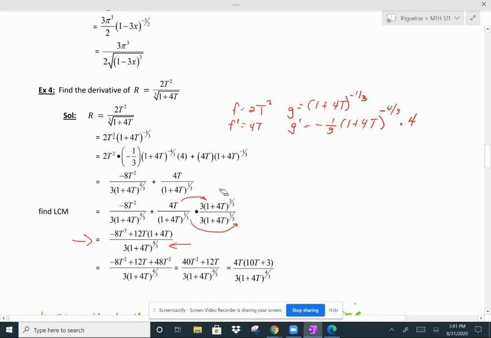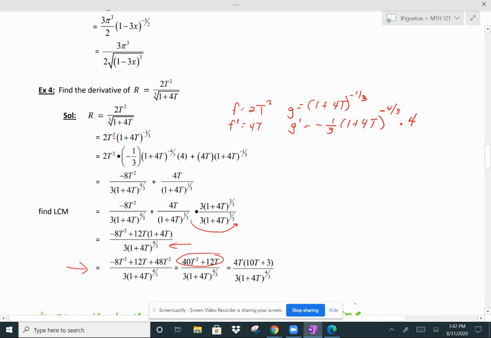Okay, so now I have this line right here, and I can now go on to the next line because I can then distribute the 12t to the second binomial. So you have negative 8t squared plus 12t plus 48t squared, which means that you can combine like terms. So you get 40t squared plus 12t.